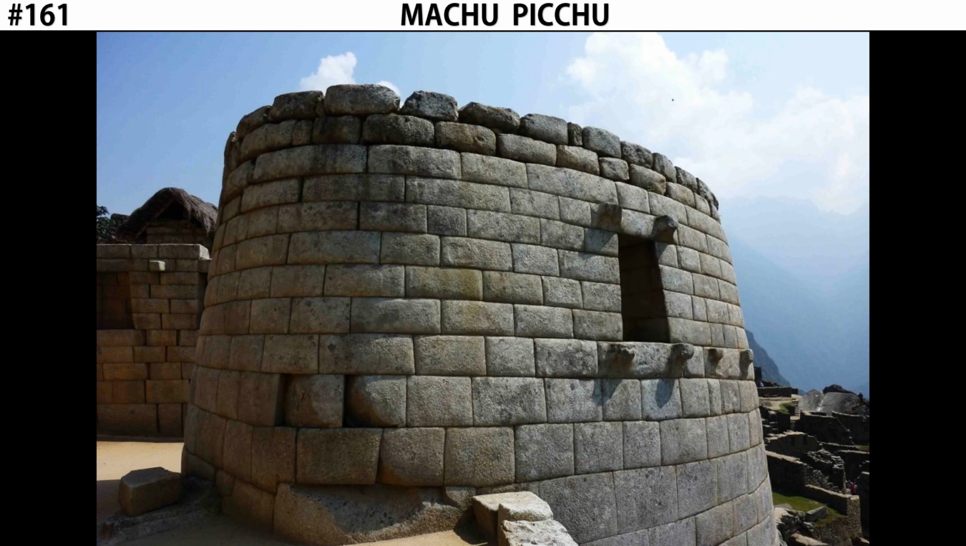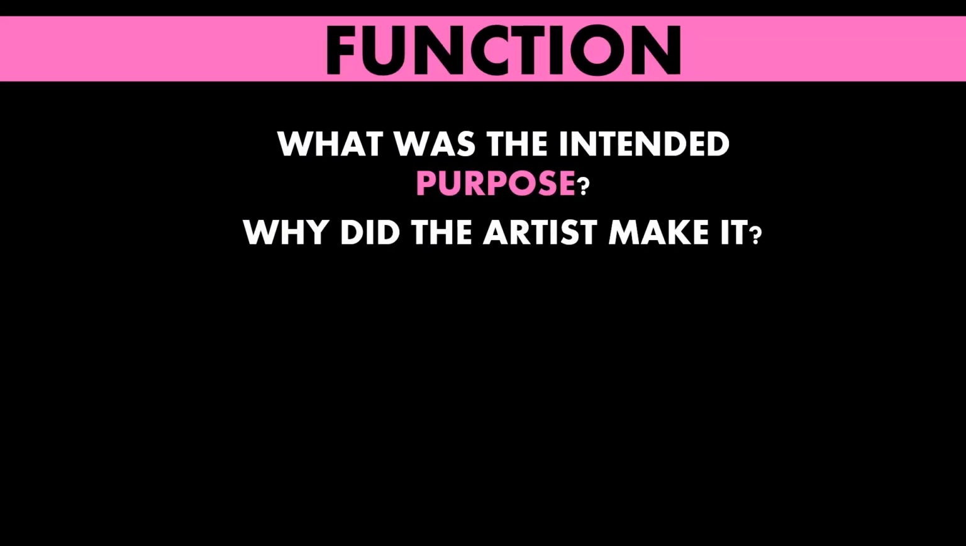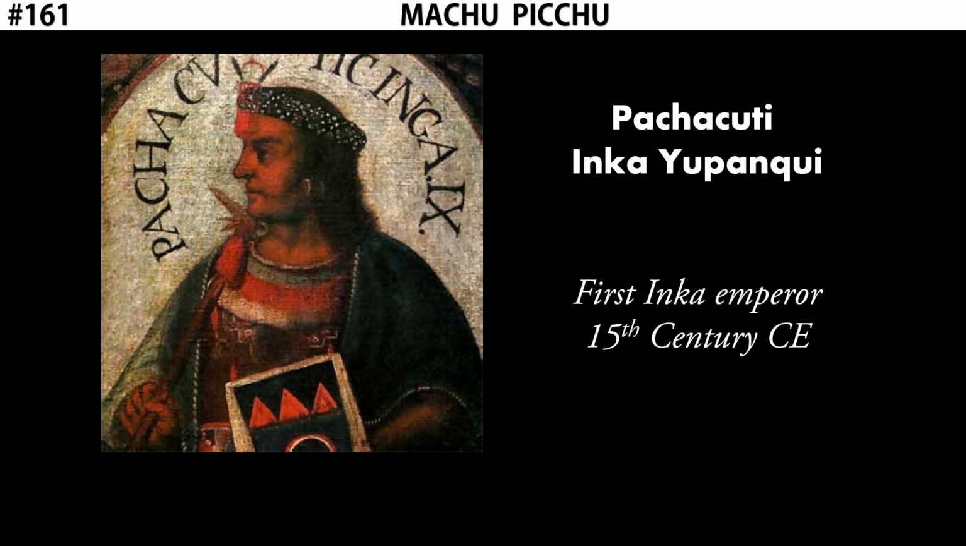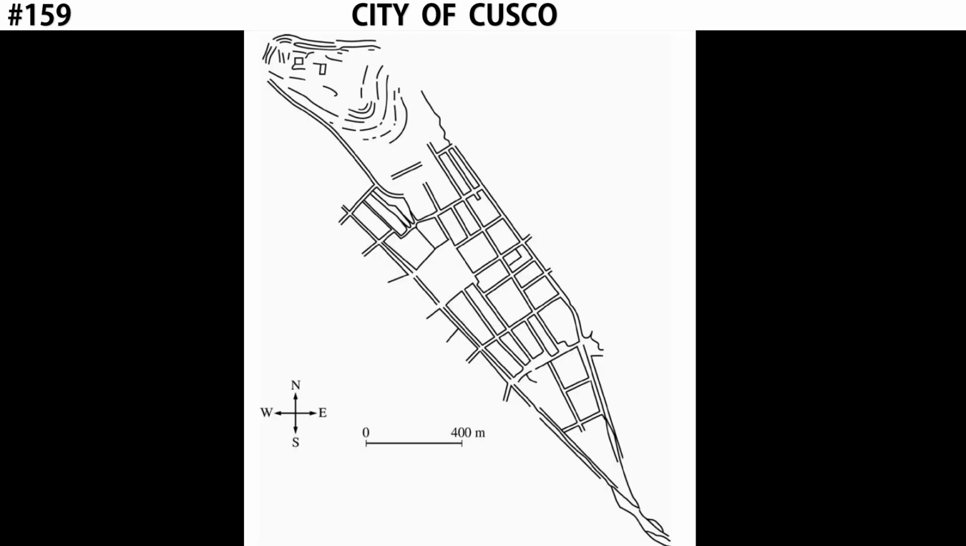Now, the function of Machu Picchu. It was built under the direction of Pachacuti Inca Yupanqui, the first emperor of the Incan Empire. He lived in the city of Cusco. As emperor, that's where he reigned from. As the capital of this large empire, that's where most of the imperial business would take place.